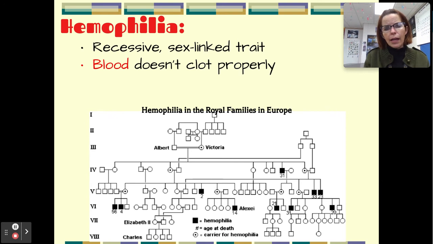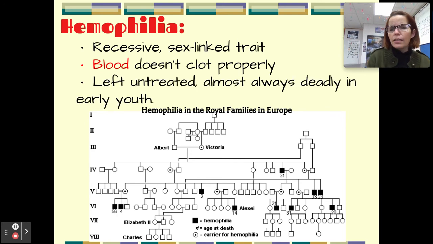The blood doesn't clot properly. Left untreated, it's almost always deadly in early youth. Imagine a toddler running around and falling and hitting their head, and then they get a concussion and it bleeds inside and never stops bleeding. Or imagine a toddler skinning their knee. That's probably not as bad, but it bleeds and bleeds and doesn't stop. So anytime they get hit or bumped, a normal bruise for other people becomes a bleeding event for someone with hemophilia that hasn't been treated.